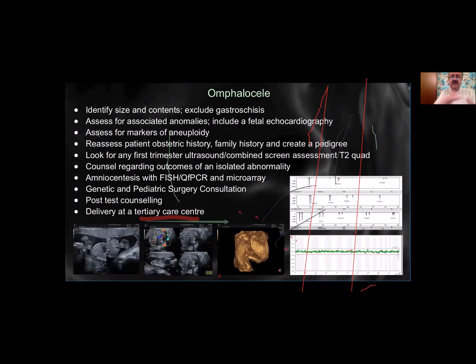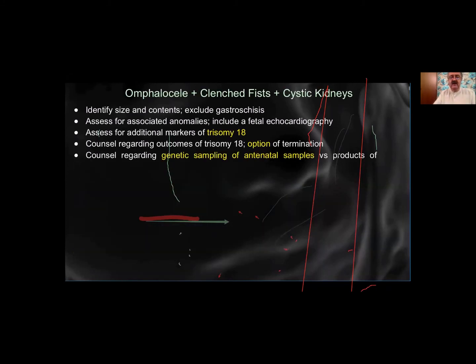They go, and they don't wait for all these other things to come in, which means that, did my original ultrasound scan exclude gastroschisis? Did it exclude cardiac lesions? Did I look for markers of aneuploidy? Was there a history? Is there a pedigree? Is my counseling okay? What is my genetics shown? And then delivery at a tertiary care center. That would be ideal. Otherwise, you're in trouble.